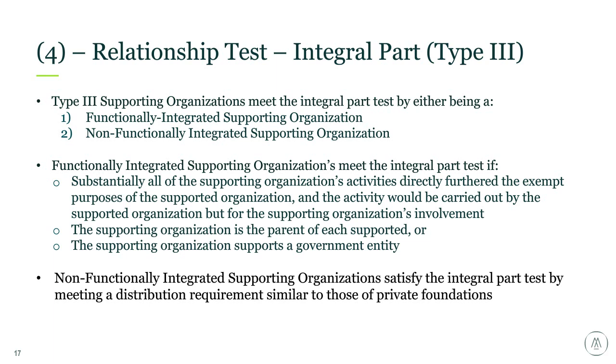Within that, there also needs to be distributions to organizations to which it is attentive, and it needs to be one-third of that. I'll just highlight that if you do have a Type 3 non-functionally integrated supporting organization, it'd probably be prudent to have a really strong tax advisor, also probably consulting with legal, just to ensure that you aren't tripping up any of the rules and regulations with non-functionally integrated supporting organizations. Probably would be prudent.